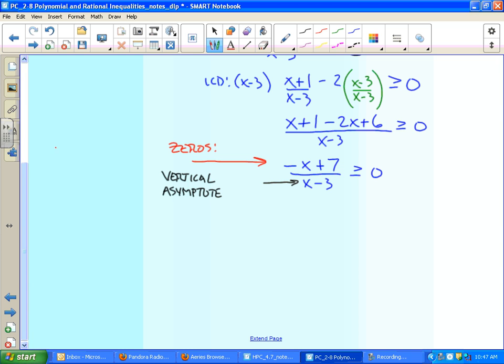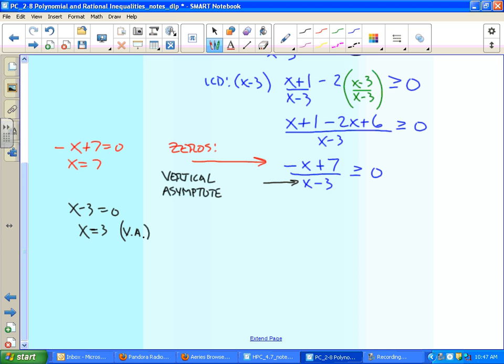Okay, we set these things, negative x plus 7 equals to 0. That means x equals 7 is a 0. Vertical asymptote: x minus 3 equals 0. That means x equals 3 is a vertical asymptote. These are now the numbers that I use in my sign chart. 3 and 7. I use zeros for my sign chart, and I use vertical asymptotes for my sign chart.